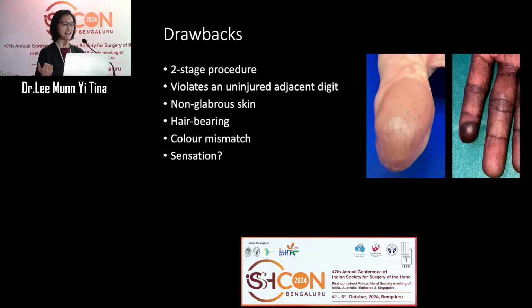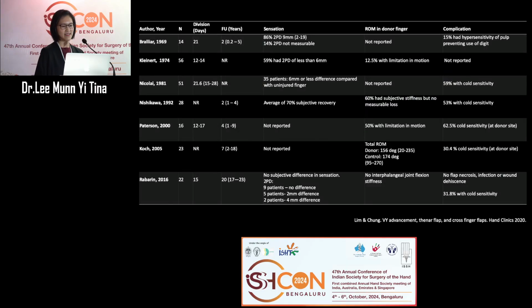It actually violates an uninjured adjacent digit, but with good surgical technique and good post-op rehabilitation, patients actually get very normal function despite using an uninfected digit. It covers the defect with non-glabrous skin. That's also a drawback. It can also be hair-bearing, and color mismatch is an issue in darker-skinned individuals. As for sensation, we realized that actually, even though the flap is not routinely innervated, patients actually develop very good protective sensation, if not normal sensation, compared to other digits.